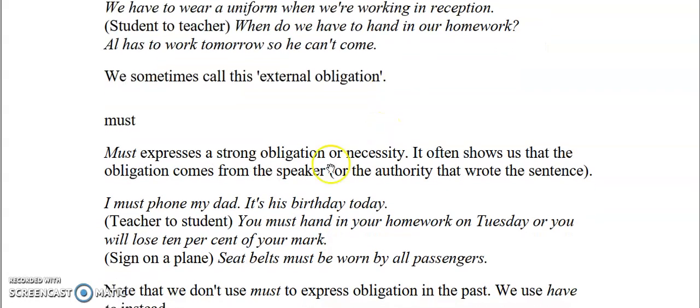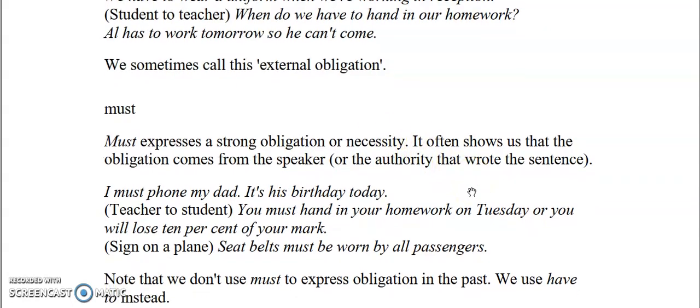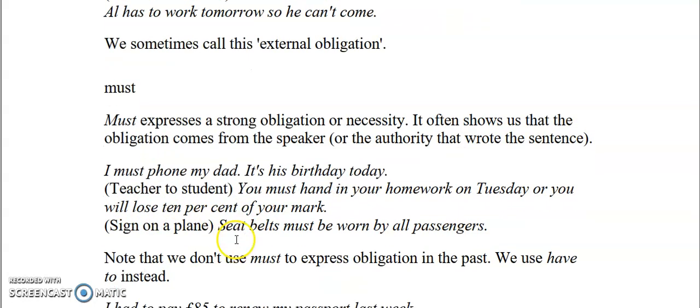Must, on the other hand, expresses a strong obligation or necessity. It often shows us that the obligation comes from the speaker or the authority that wrote the sentence. I must phone my dad. It's his birthday today. The teacher to his students: you must hand in your homework. Meaning that it is the teacher who assigned this homework and he is the authority who made it obligatory. Sign on a plane: seat belts must be worn by all passengers, meaning that the company made this compulsory.